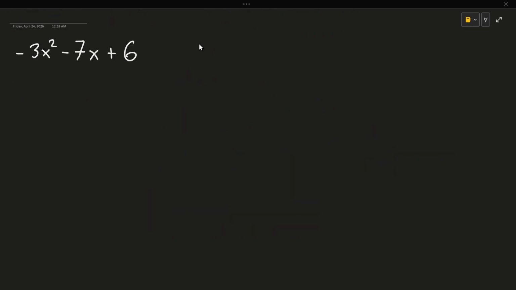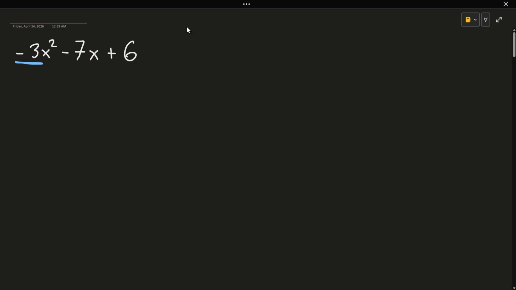Now we have the second to the last example. We have negative 3x squared minus 7x plus 6. Okay, so what's the first step again? Look at the number beside x squared. As you can see, it's not 1, but rather it's negative 3. So what are we going to do? We're going to do the slide and divide method.